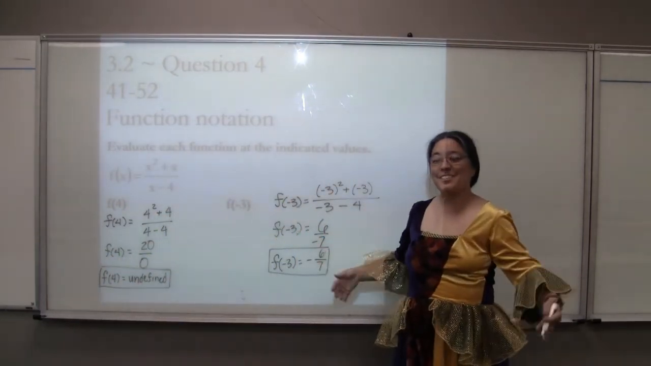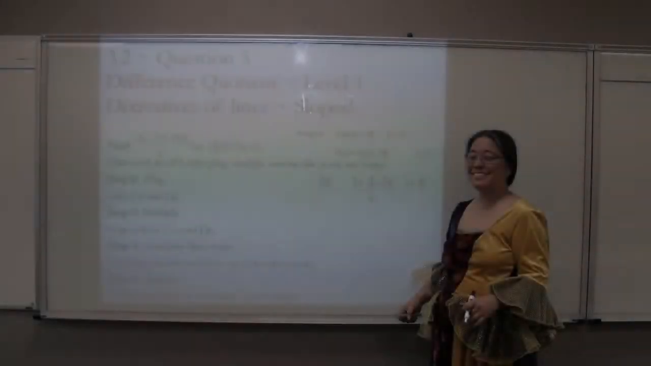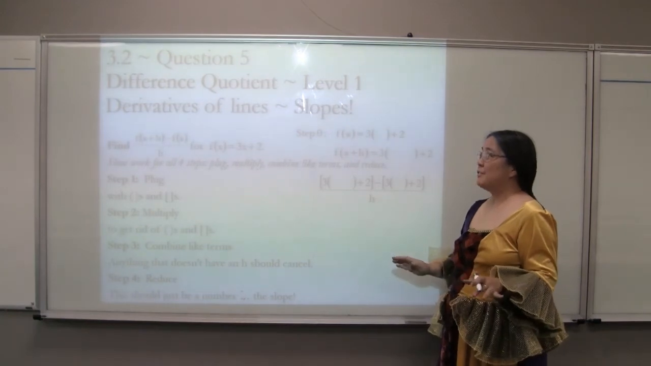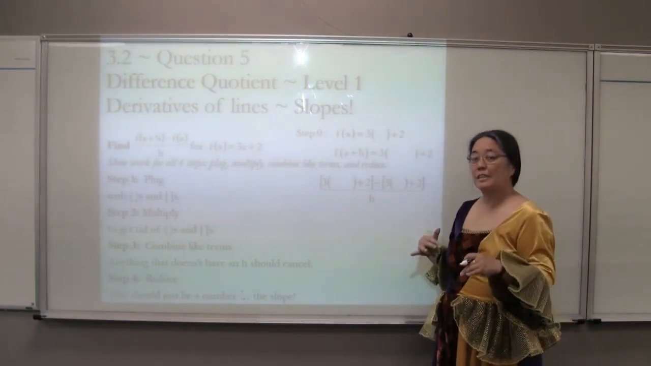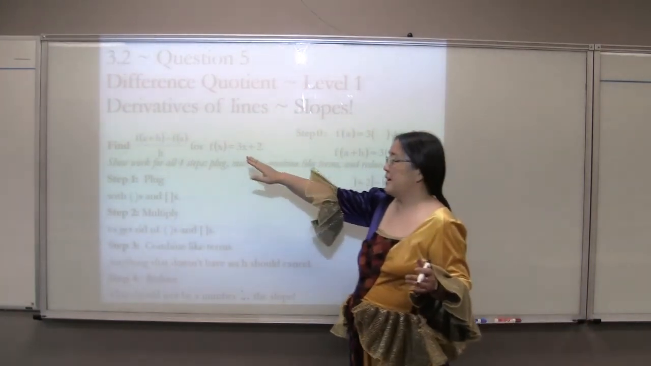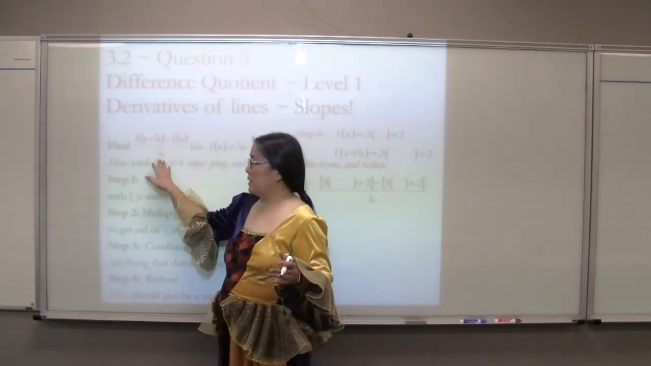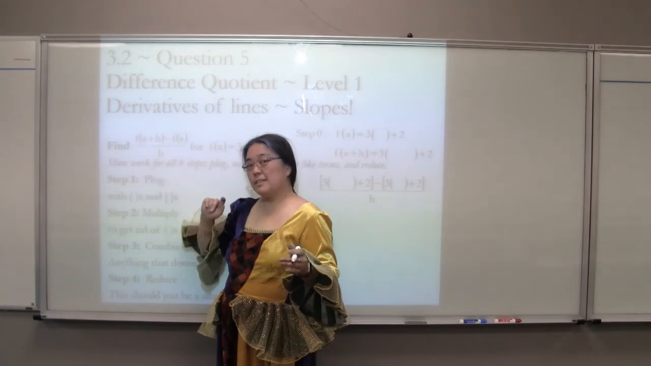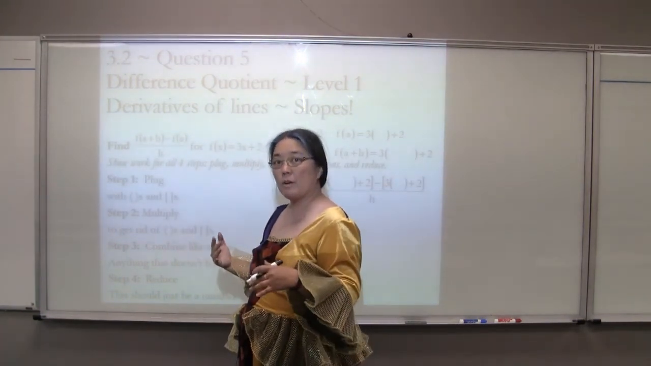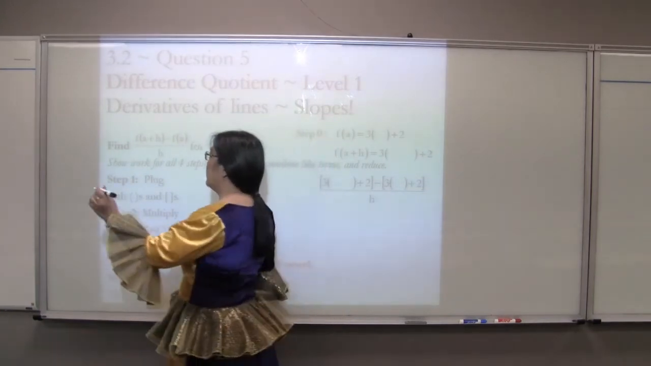That is function notation. Chapter 3, Section 2, Question 5. The difference quotient. This is the difference quotient level 1, and it's to find the derivative of lines. Find f of a plus h minus f of a all over h. Ladies and gentlemen, this is actually the slope formula, which we'll be going over more later.